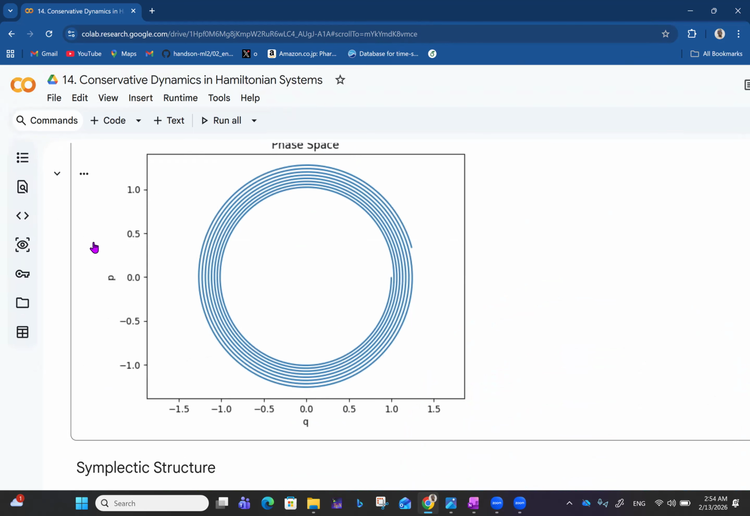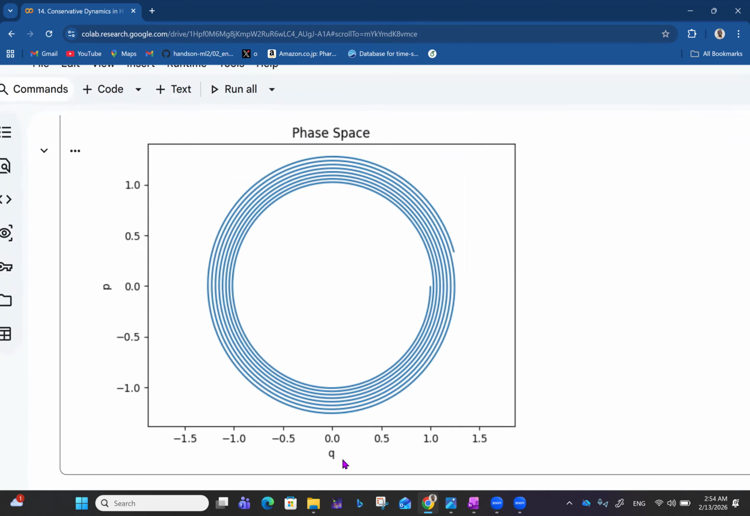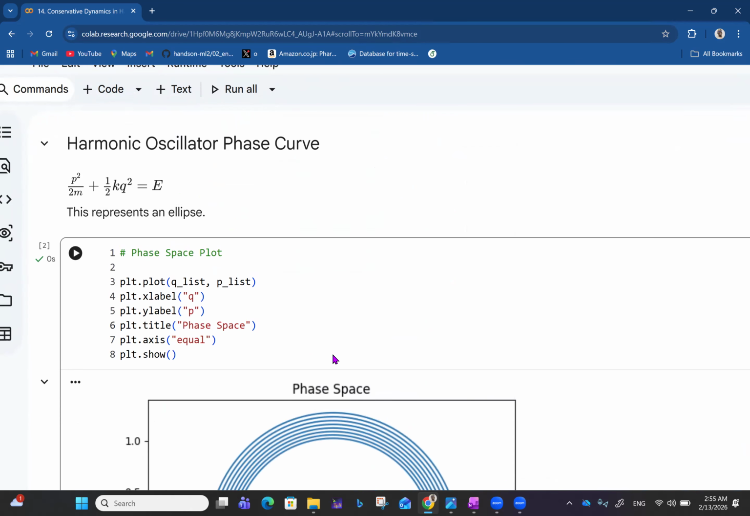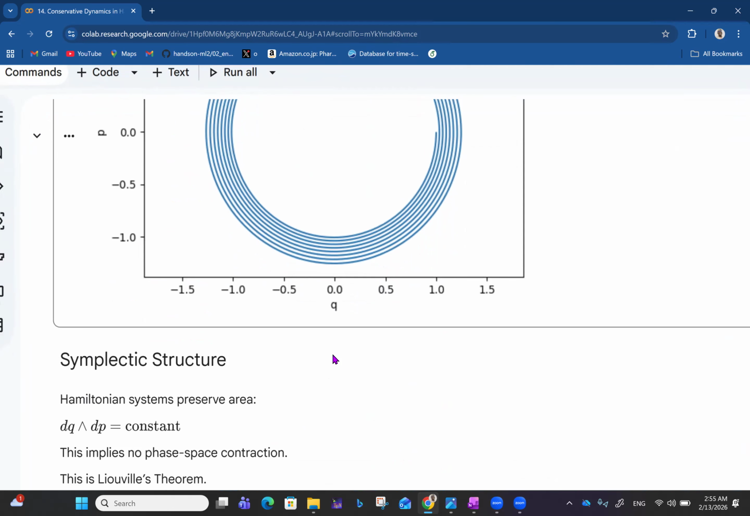So look at what the phase space now looks like. You have the Q list here, you have the P list, and all of this is giving us this. It's more like the line is building up, starting from inside and going out, or coming from inside, however you want to look at it. So we see the harmonic oscillator phase curve in that case.